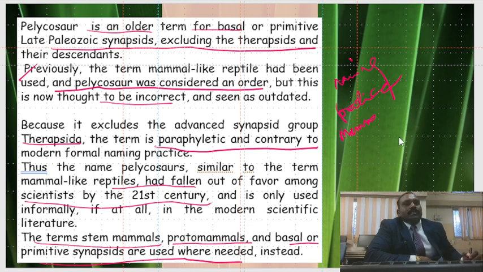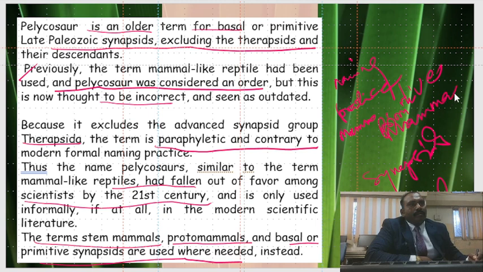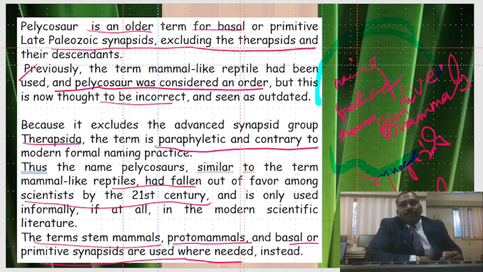The synapsids are supposed to be stem mammals and primitive mammals. The terminology of stem mammals and primitive mammals can be used in recent literature wherever needed.